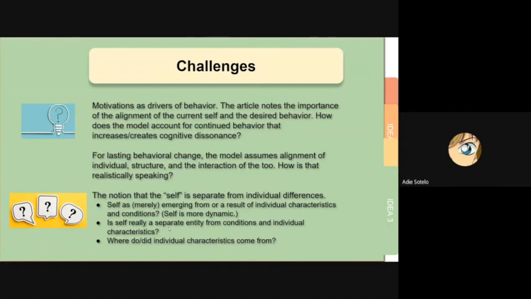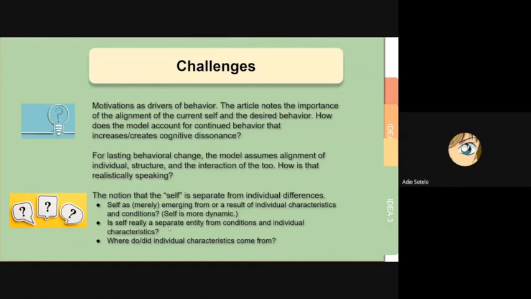I'm not sure. Maybe because I am from personality, or maybe because in different classes we are exposed to different ideas of self or self concept. So the idea of the self as a separate entity from the individual characteristics and the conditions, the individual characteristics most especially. There, I somewhat can't wrap my mind around it.